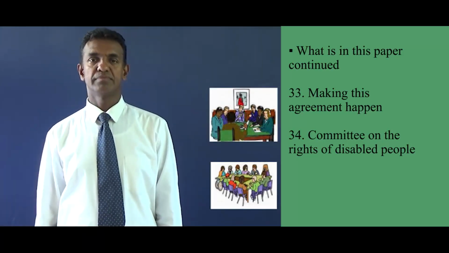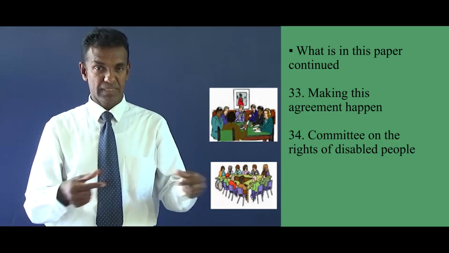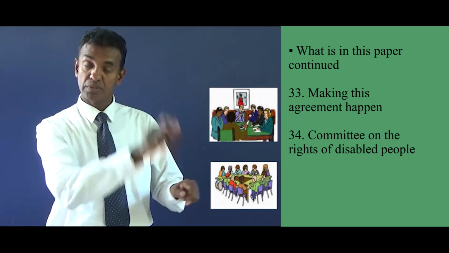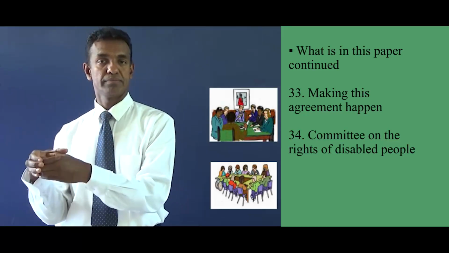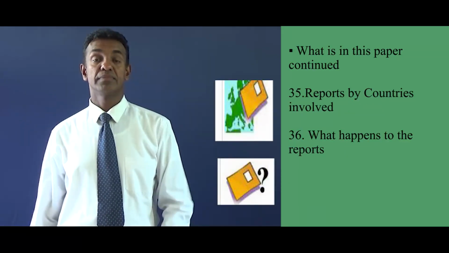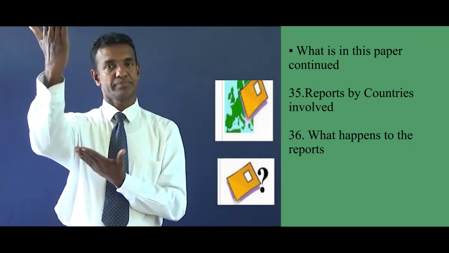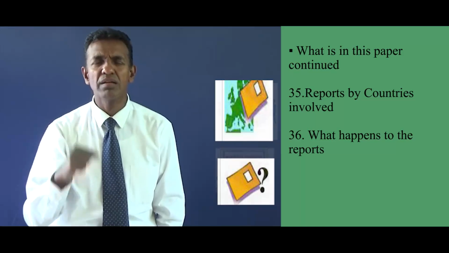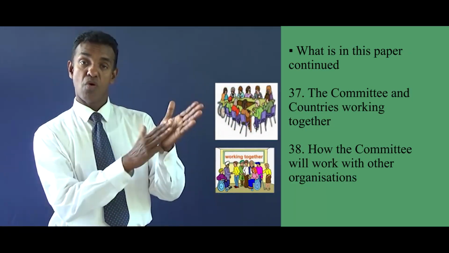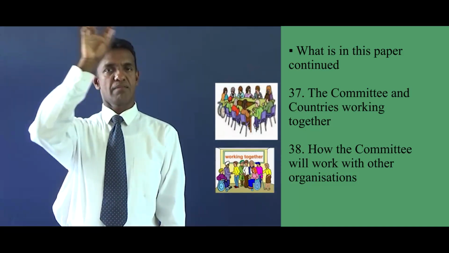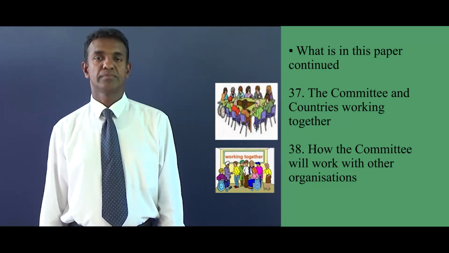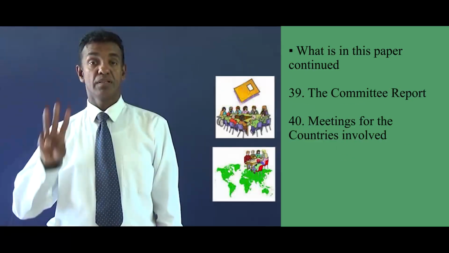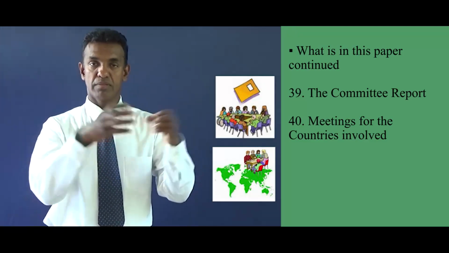Making this agreement happen. Committee on the Rights of Disabled People. Reports by countries involved. What happens to the reports? The committee and countries working together. How the committee will work with other organizations. The committee report. Meetings for the countries involved.